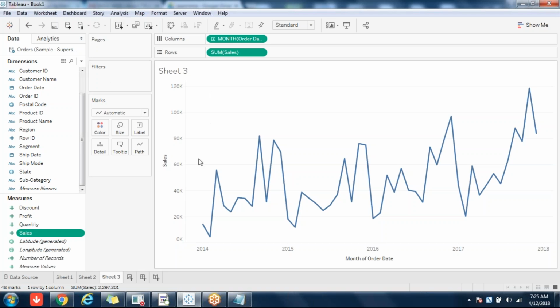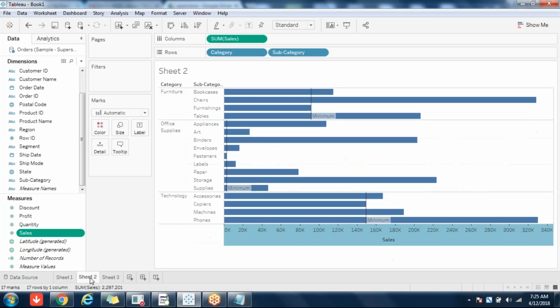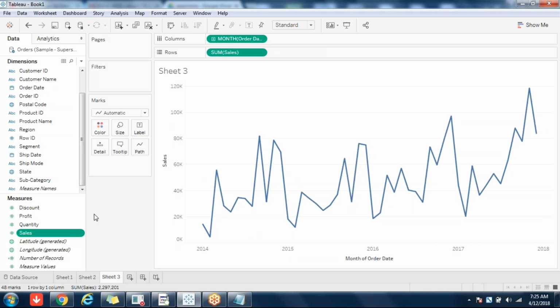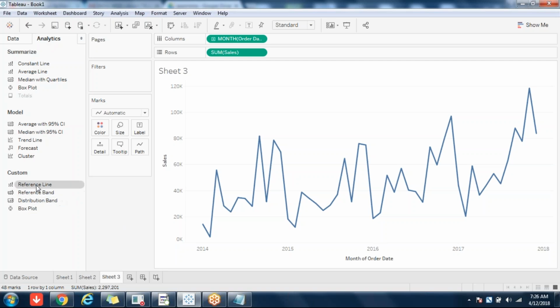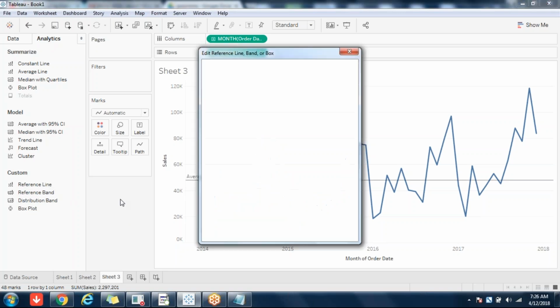Anyway, so let's go here. Until now I have had only one axis, right? I told you you can add a reference line only on a measure axis. But here I have two axes. What will happen if I add a reference line here? Let's see. I'll add it from the analytics tab. I will not add it from any axis. I'll add it from the reference line here. So let's see what will happen.